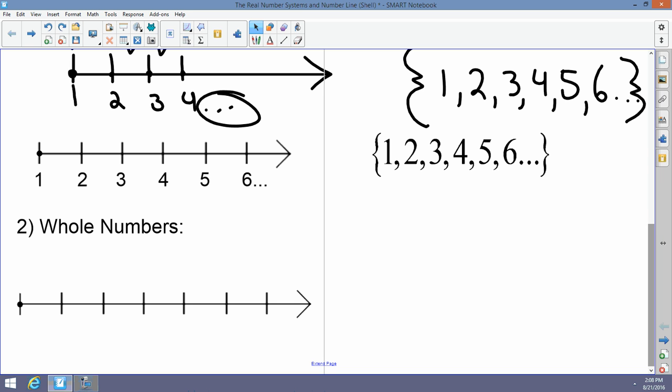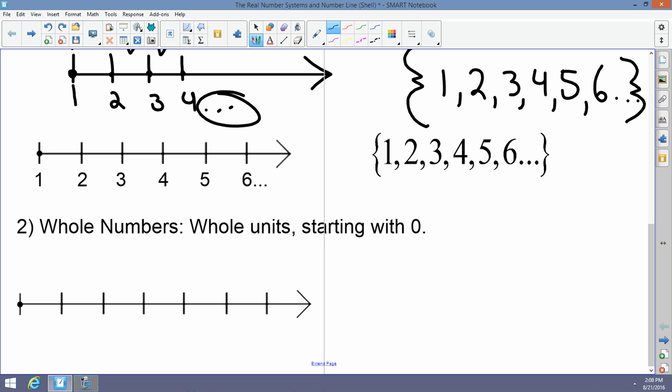Whole numbers. Whole numbers are whole units starting with 0. So in other words, you can also say that the whole numbers are the natural numbers including 0.